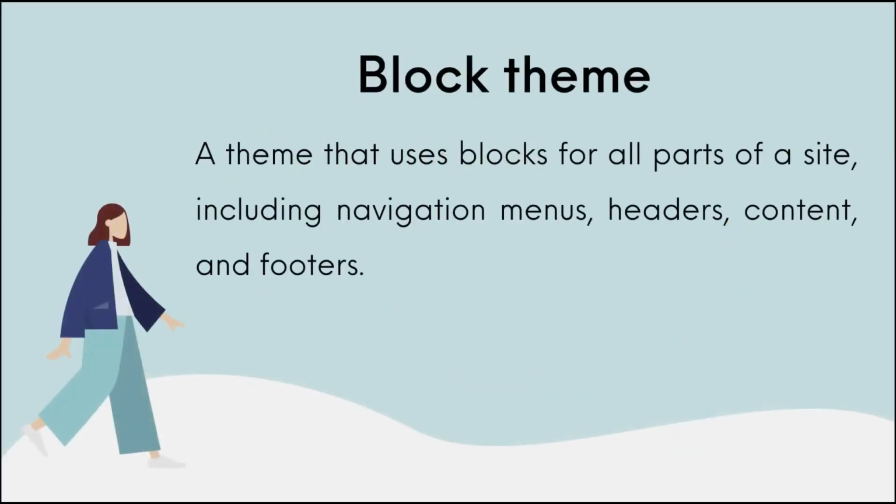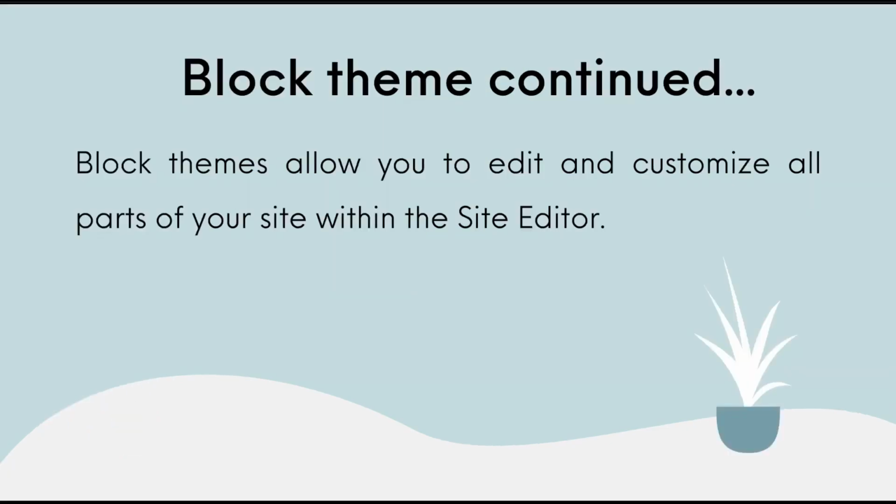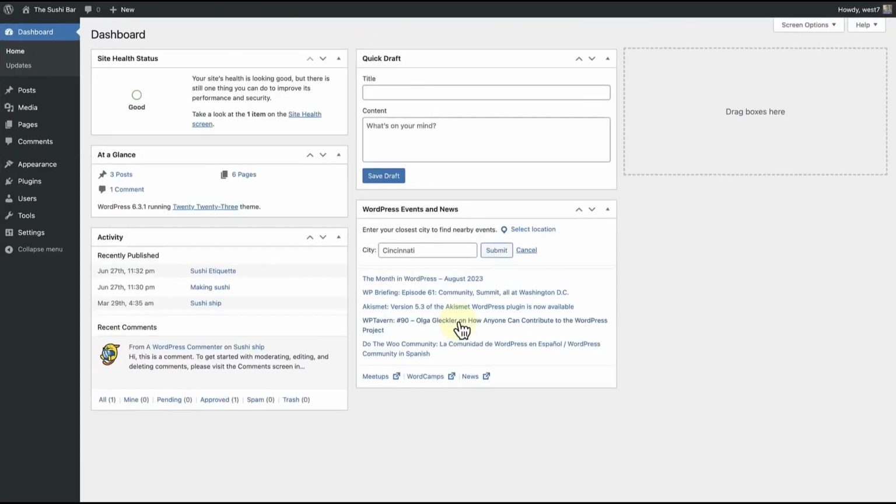A block theme uses blocks for all parts of a site, including navigation menus, headers, content, and footers. Block themes allow you to edit and customize all parts of your site within the site editor. Let's see a block theme in action. I will make my way to Appearance and click on Themes.